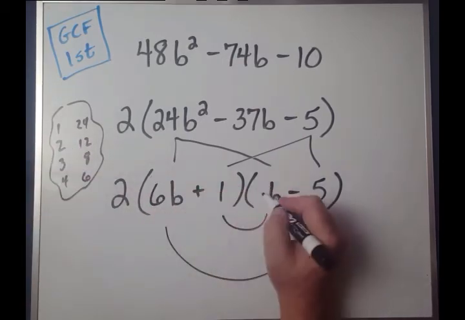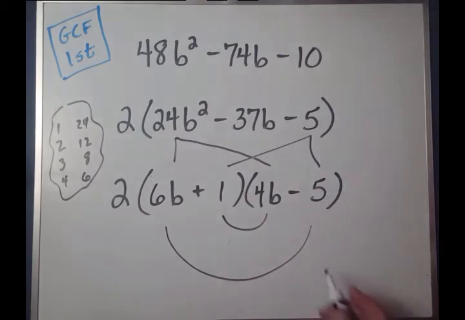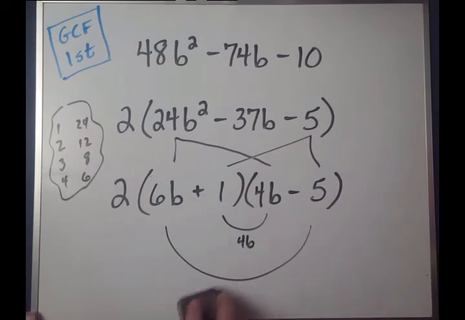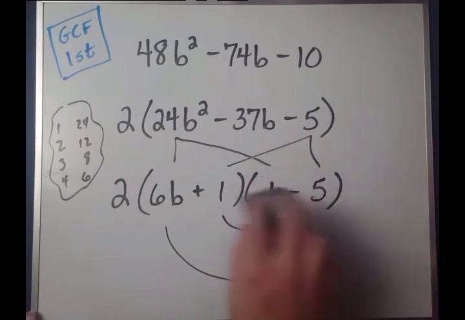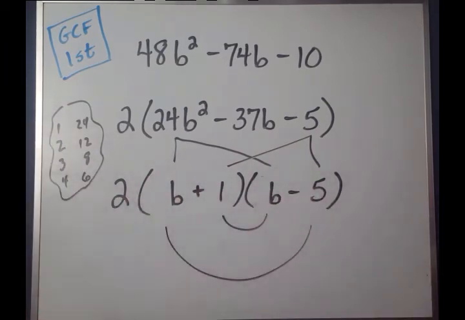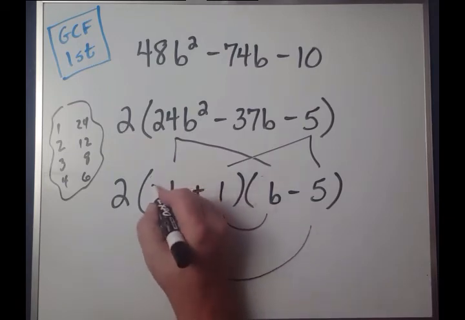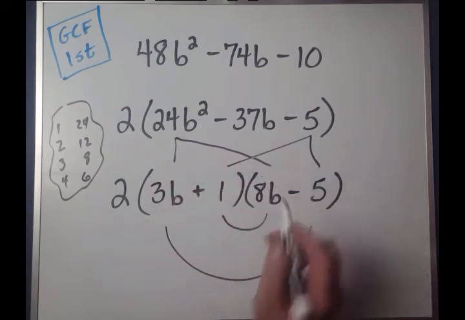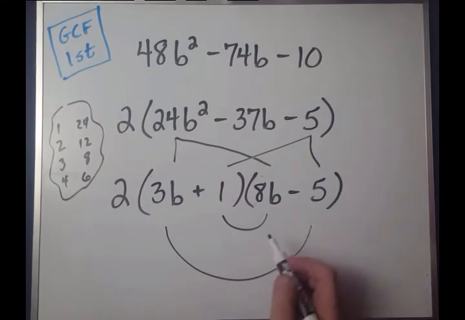Maybe the 6 goes here and the 4 goes there. Well, that gives me 4b in the middle and minus 30b on the outside. That totals negative 26b. Still not what we're looking for. So it's not 4 and 6. Well, then I'm inclined to try the 3 and the 8. Let's try 3 and 8 and see what happens.